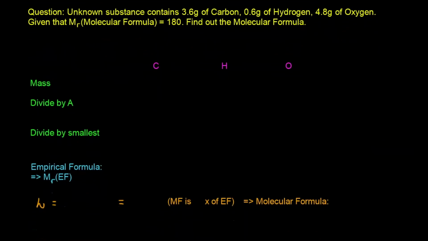This is our question. An unknown substance contains 3.6 grams of carbon, 0.6 grams of hydrogen, 4.8 grams of oxygen. Given that the Mr of the molecular formula is 180, so this is the actual molecular formula mass, find out the molecular formula itself. The first 3 steps are the same as what we have done for the empirical formula, except that we skip step 4, which I can show you.